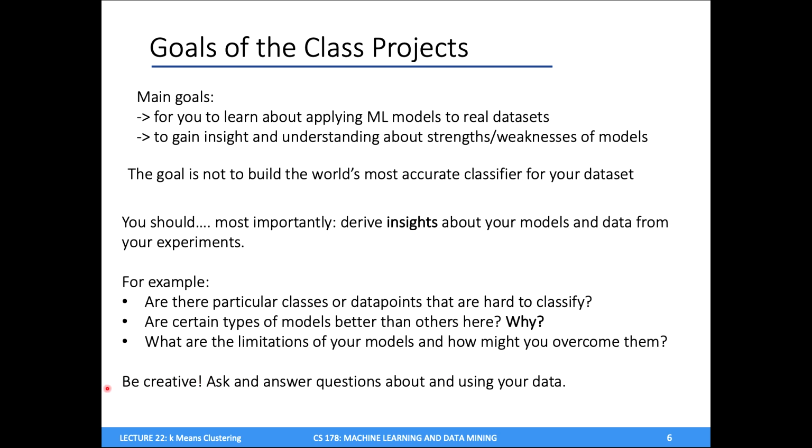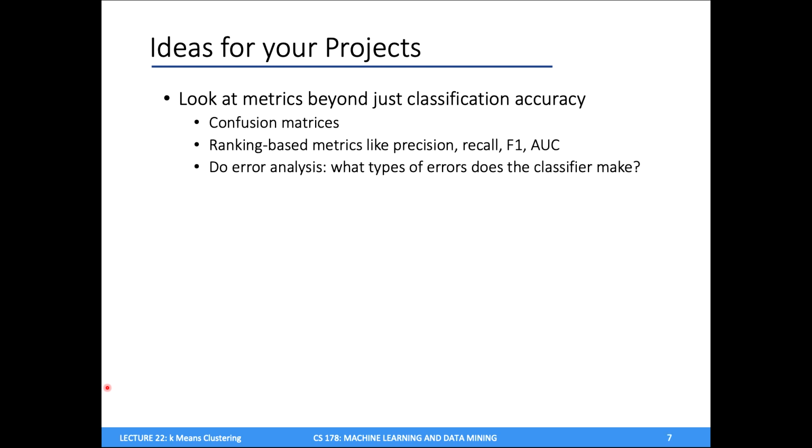Overall, I want you guys to try and be creative with these projects. So really try to ask and answer questions about your data and using your data. So some more ideas, sort of more creative things you can do in these projects. Rather than looking at just classification accuracy to evaluate your models, you might look at confusion matrices. We introduced those a few weeks ago. You could also look at other metrics like precision and recall. There's a whole host of other metrics you can use for classification, like F1 scores and AUC scores. So you can do a little bit of research of those on your own, plenty of resources online, and maybe report these numbers as well.